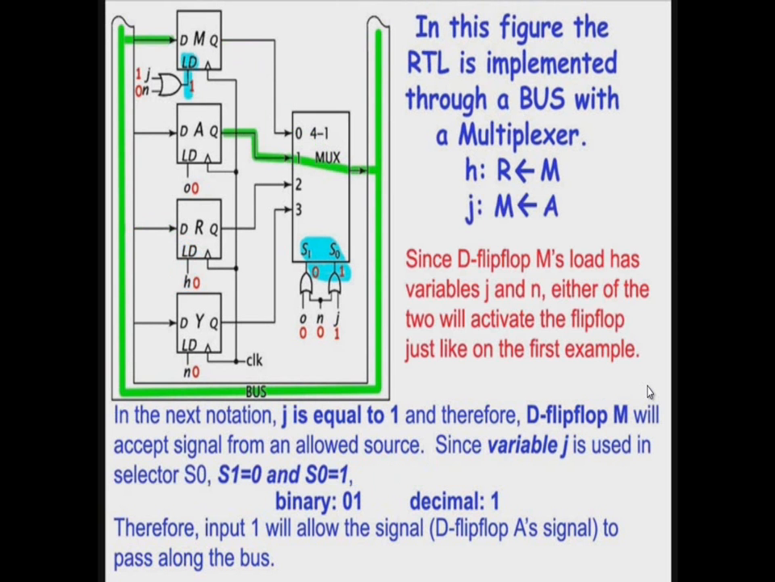The next notation, j is equal to 1 and therefore D flip-flop m will accept signal from an allowed source. Variable j is used in selector 0, so S0 is equal to 1. Binary 0, 1, decimal is equal to 1. Therefore, input 1 will allow the signal to pass along the bus.